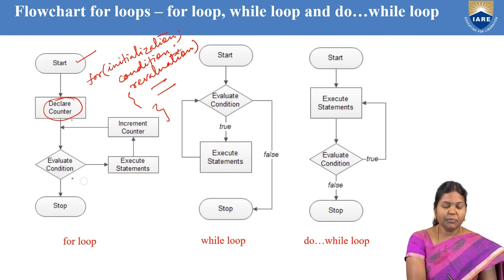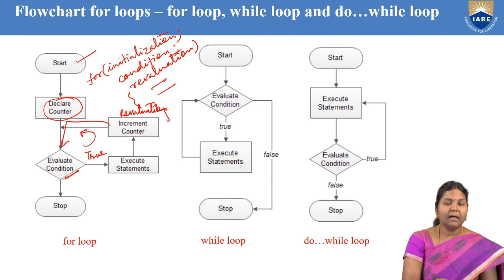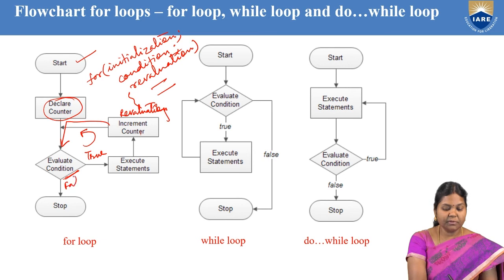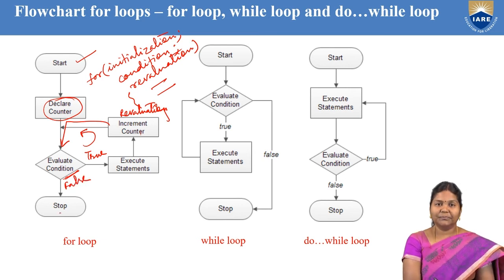Then we have to do the condition checking here in the evaluate condition part. If the condition is true, then we will execute some statements. Then this part is called reevaluation. And then again we will check the condition. So this process will be repeated as long as this condition is true. But when this condition becomes false, it will stop the loop.